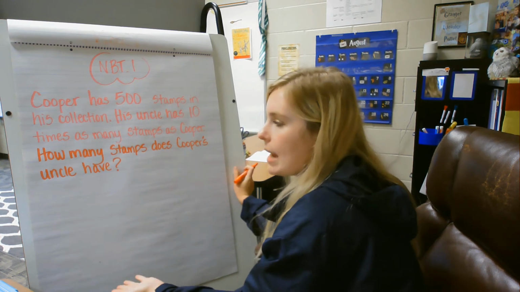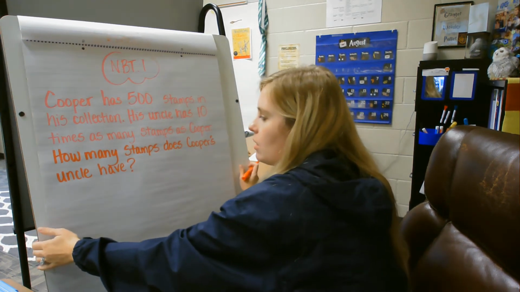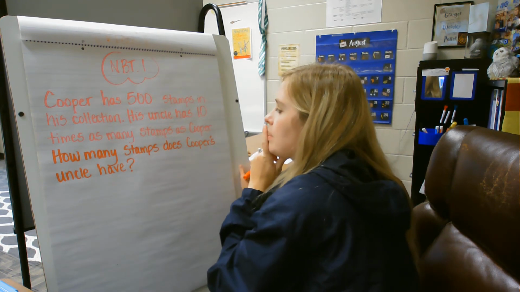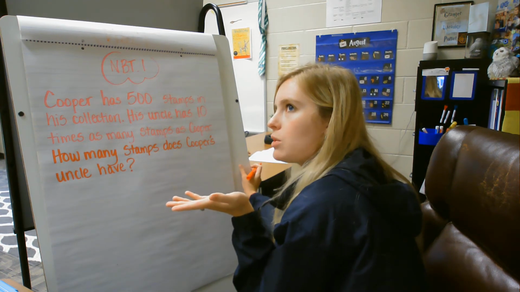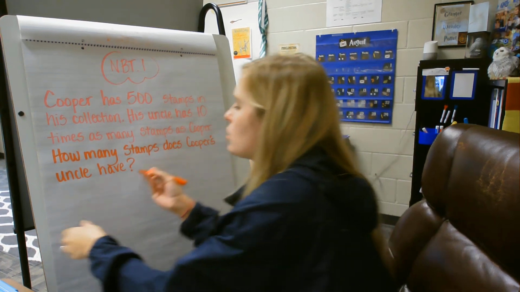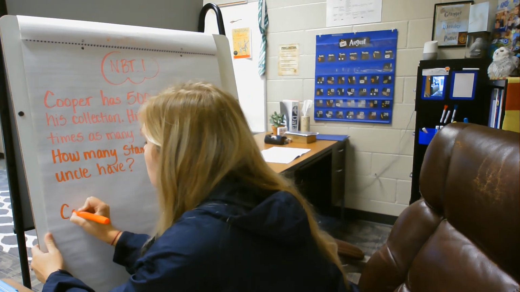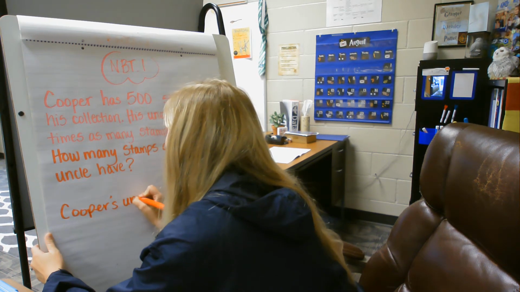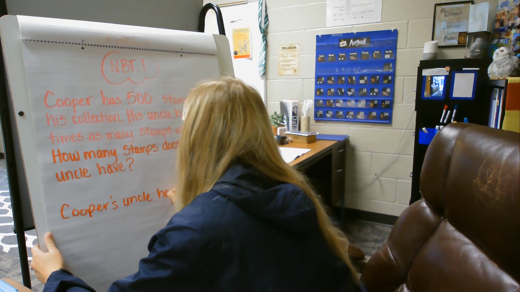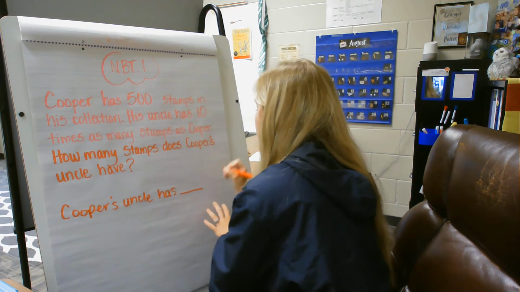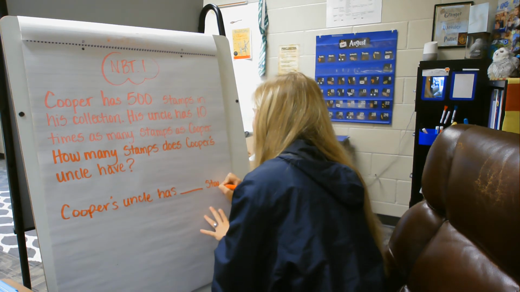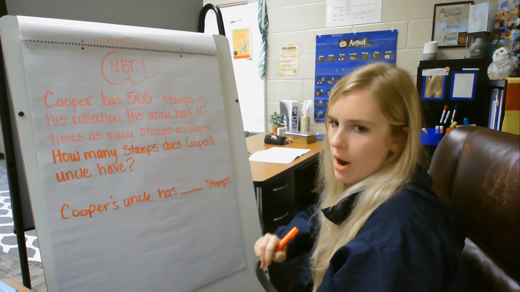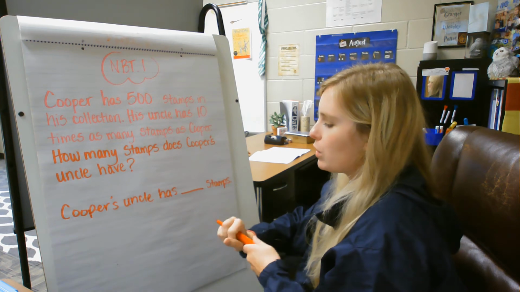So I'm going to go ahead and write my answer statement before I do anything else, because it says how many stamps does Cooper's uncle have? How can I say that in an answer statement? I can say Cooper's uncle has blank stamps. And again, that's just to remind myself that's what I'm looking for. I'm actually looking for how many stamps does Cooper's uncle have.